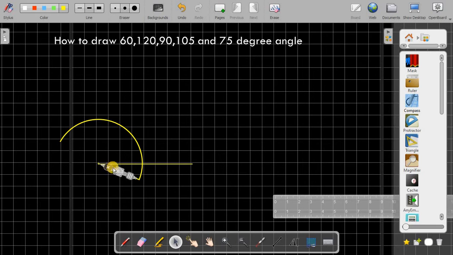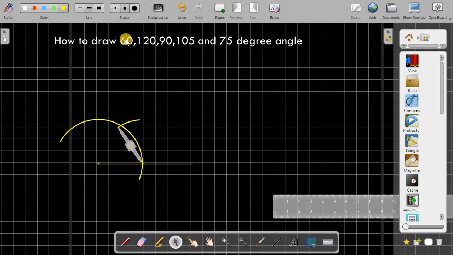Once you have completed the arc, your next step is to change the position of your compass and keep it on the next point, which is the intersection of that arc and the straight line. And here one thing you have to keep in mind: you should not change the distance between your compass pointer and pencil. Next, you draw an arc so that the angle represents 60-degree. When you draw the straight line from this point to this intersection of arc, it will represent the 60-degree angle.